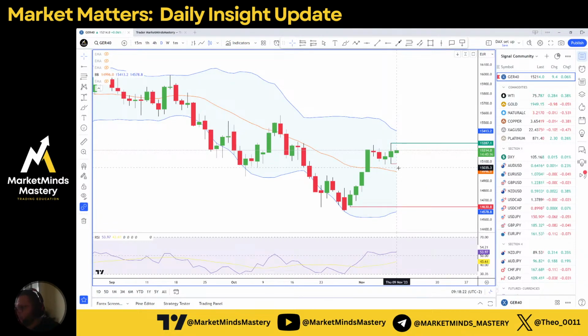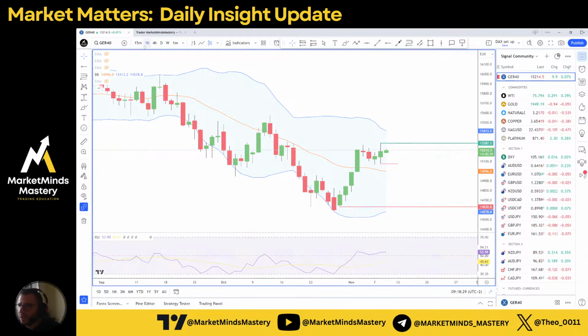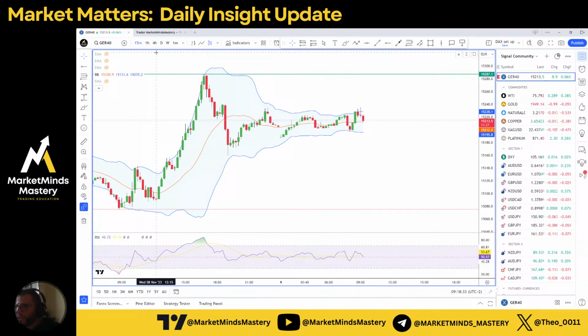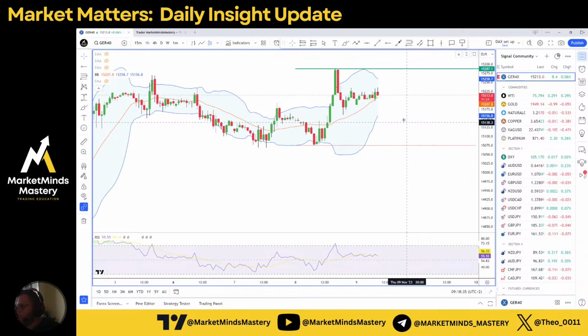And I mark the resistance and the support here, so you have reference. The daily high and the daily low, because we're going to trade it intraday, obviously. So on the 15-minute or 1 hour chart, depending on where we're going to find the appropriate market conditions.